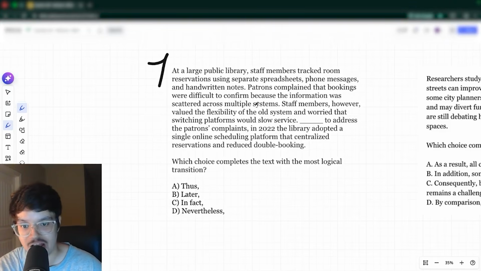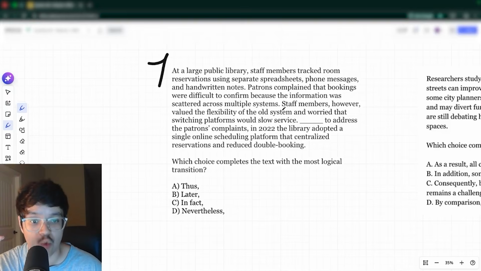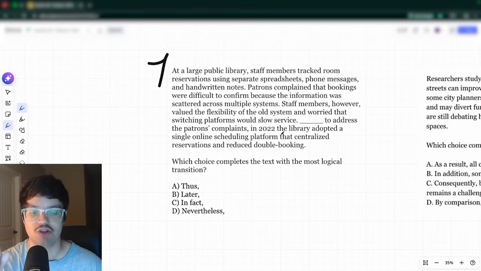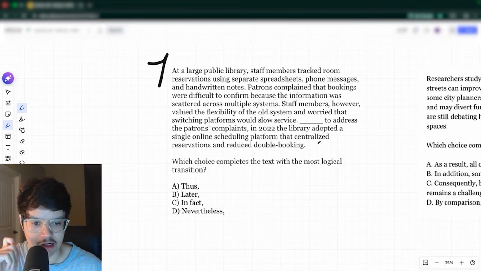Staff members, however, value the flexibility of the old system and worried that switching platforms would slow service. Okay, so the staff members did not want to change. They liked how it was, and they want to keep it that way. Blank, to address the patrons' complaints, in 2022, the library adopted a single online scheduling platform that centralized reservations and reduced double booking. Okay, so they're like, okay, bro, we'll do what you want us to do. We'll switch over to something else. That's fine. So what would be the prediction here?